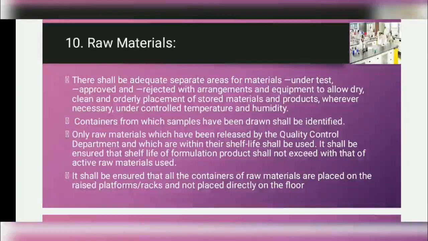Next point is containers from which samples have been drawn shall be identified. Next point is only raw materials released by the quality control department and which are within their shelf life must be used. So the production department person must take care to use only that raw material for production which is approved and released by the quality control department, and also it is not an expired product, it is within the shelf life.